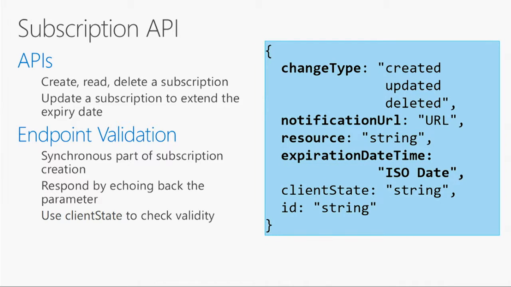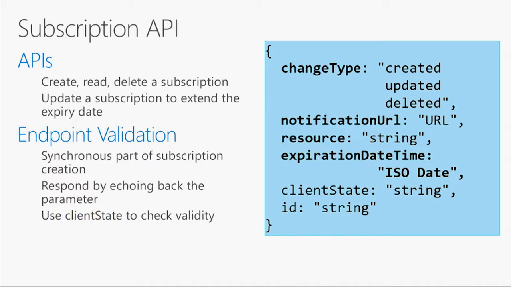So here's the JSON packet that you're going to be sending and receiving from the subscription endpoint. And you can see I've bolded the first 4 entries in the packet. These are the 4 that you'll have to send that are mandatory to create an entry. So I'll be sending that change type of created, updated, or deleted, my URL, my resource, and my expiration time.